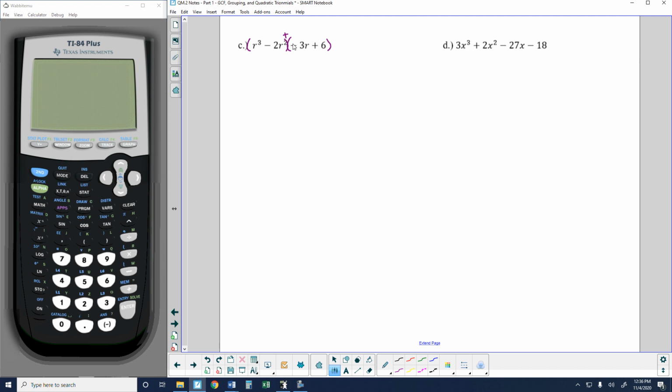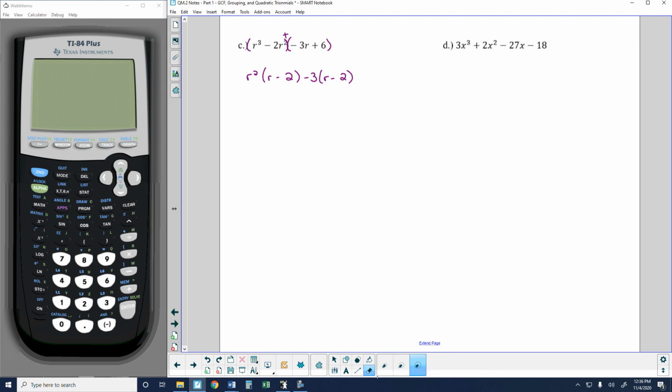Now, GCF. So the GCF for my first group is r squared, and that's going to leave me with r minus 2 inside that first group. My GCF for the second group could be 3, but I'm going to go ahead and take out a negative 3. The reason I'm going to take out a negative 3 is when I do that, I get r minus 2, which matches up with the first binomial that was in parentheses.